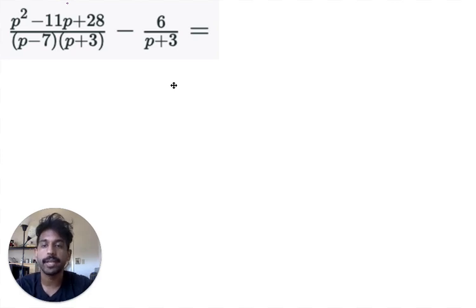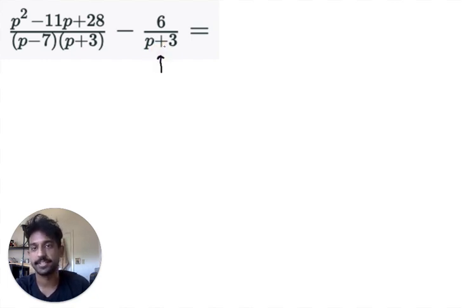When we're combining rational expressions, one of the most important ideas is that the denominator has to be the same. Unfortunately, in this problem, I see that the denominator of the first term is p minus 7, p plus 3, and the second term is just p plus 3. You might think we can't do anything here. However, we can change this term over here in order to make it have the same denominator.